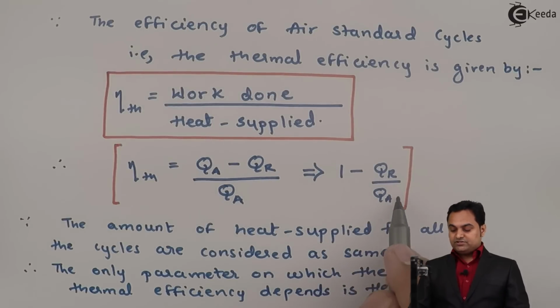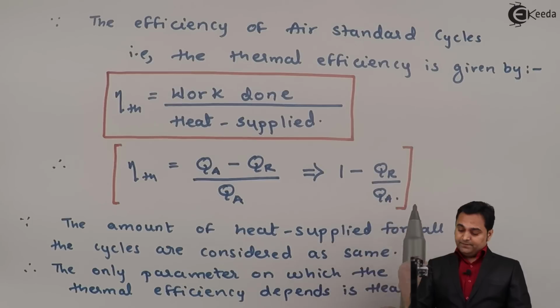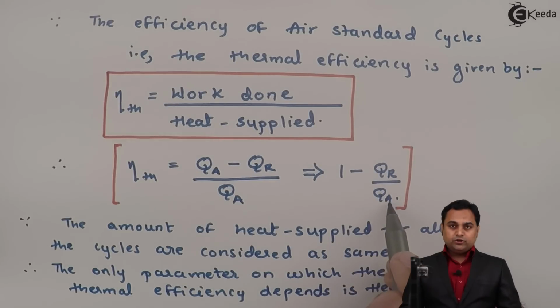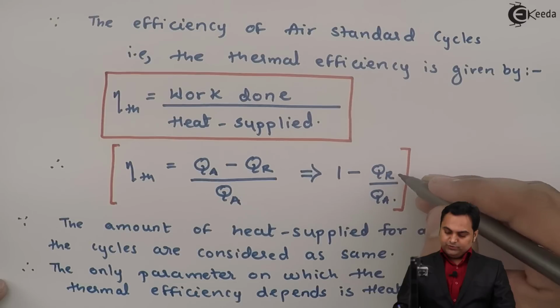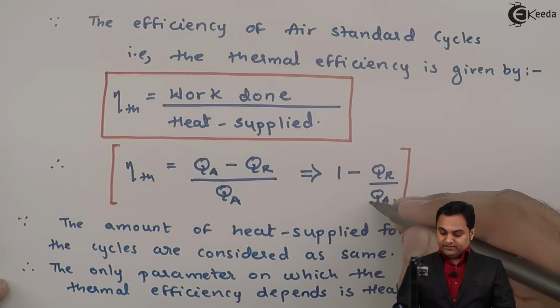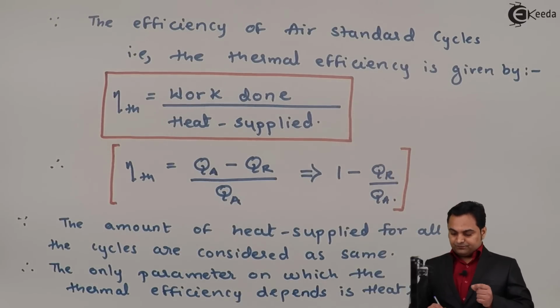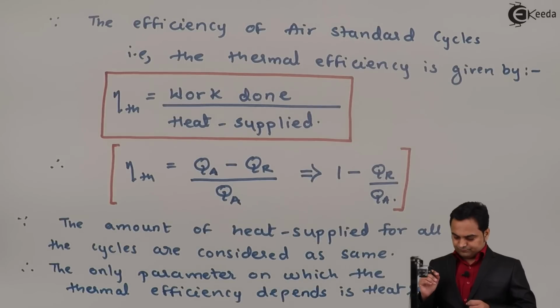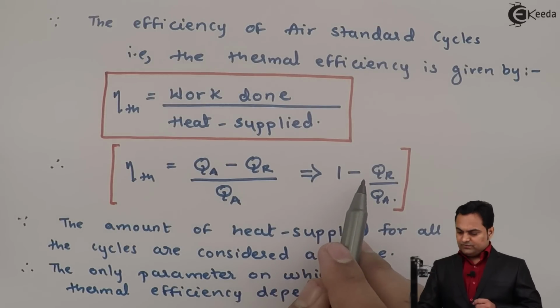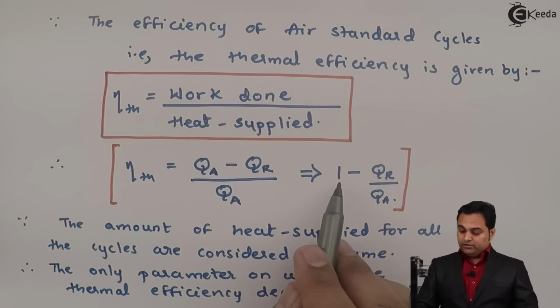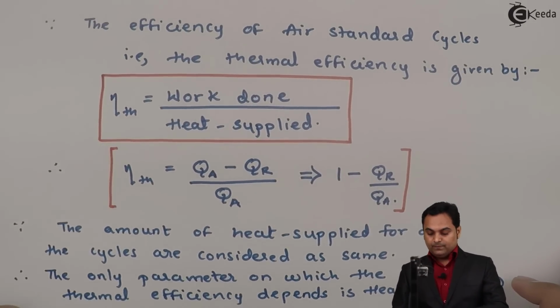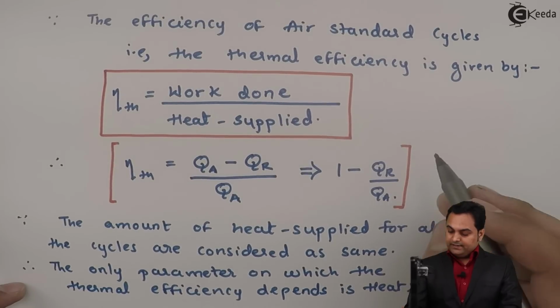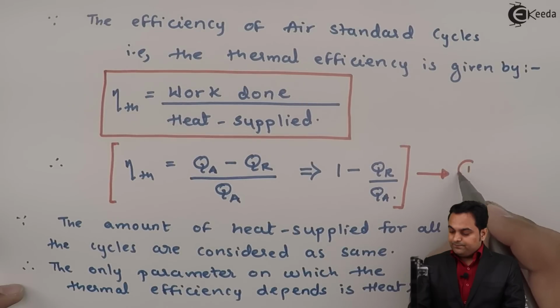Now if QA is constant, then this term QR upon QA will depend only upon QR. So if anyhow I can decrease QR, that is this numerator, then this whole value will be decreased, that is a small value. And from 1, if I am subtracting a very small value, then the thermal efficiency increases. So I'll say that, calling this first of all as equation number 1.